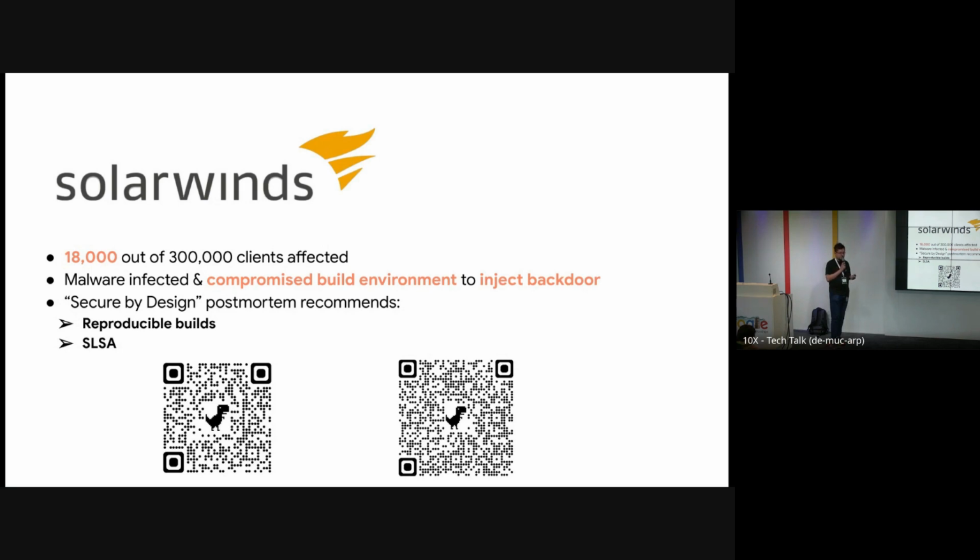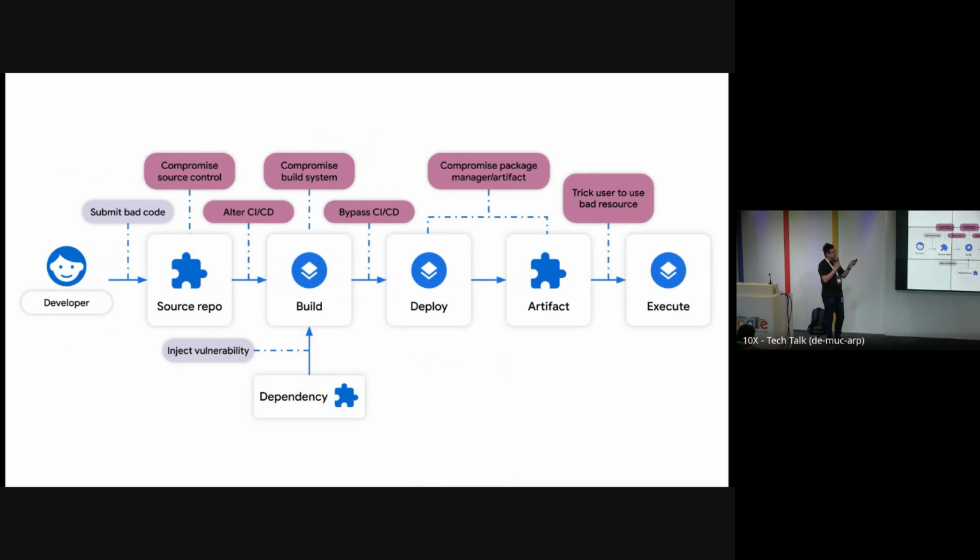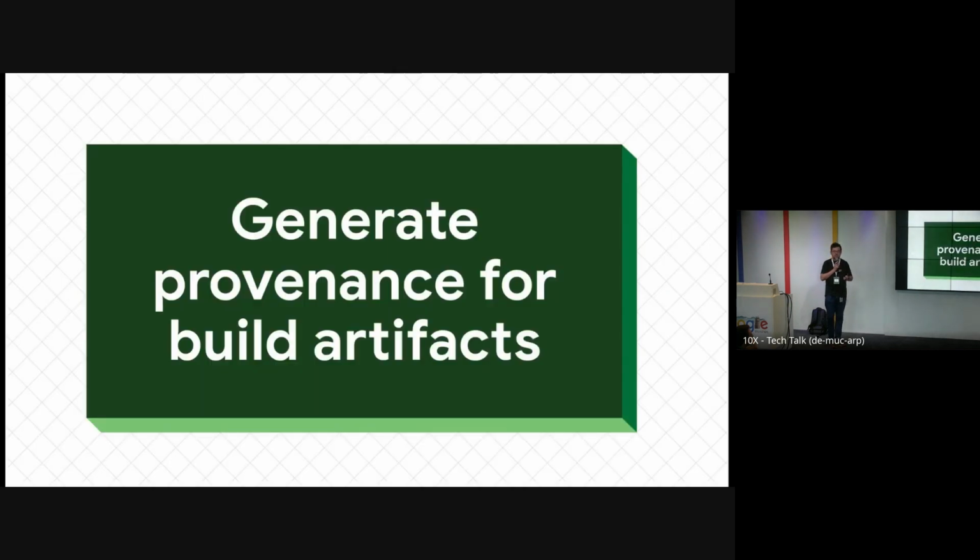So what is SLSA? SLSA stands for Supply chain Levels for Software Artifacts. It's basically several levels that protect your supply chain. And it's going to protect all of these highlighted avenues of attack. So it's going to protect against compromising source control, it's going to protect against bypassing CI/CD, and so on. How does it do that? The general idea is that as you are building artifacts, you are also generating a provenance. Basically, you are saying this artifact has been built from these materials using this build process.